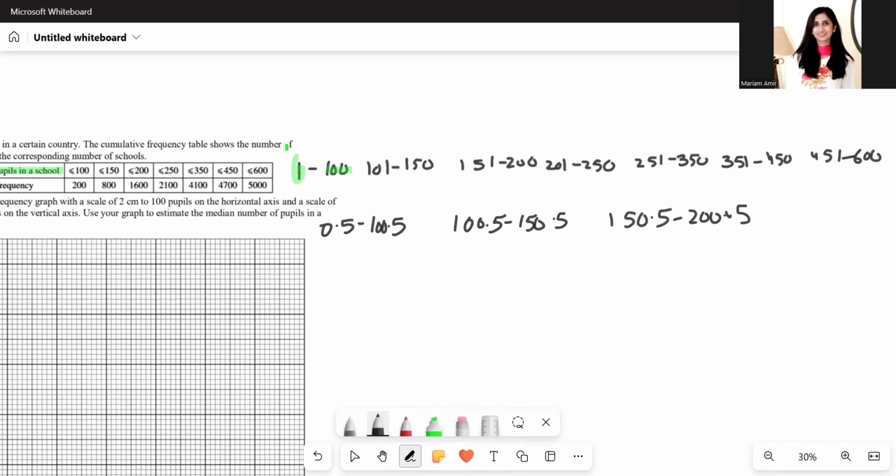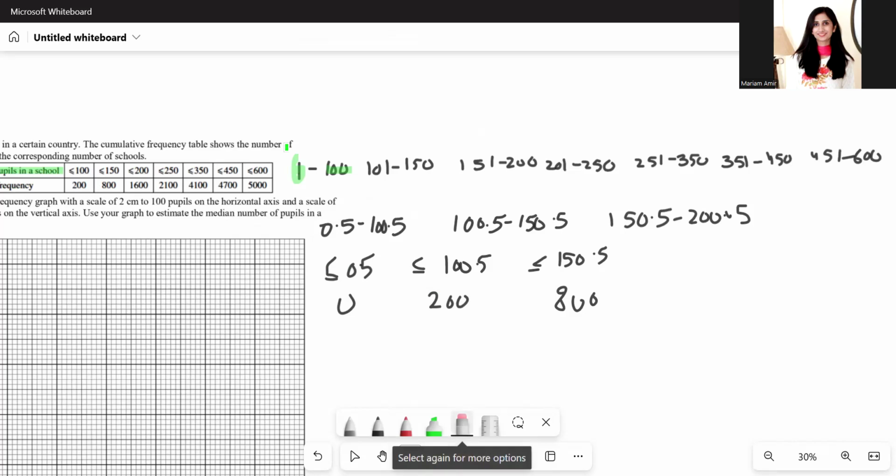Okay, now you can make a new cumulative frequency table where we will start with less than and equals to 0.5 would be 0, then less than and equals to 100.5 would be this 200, then less than and equals to 150.5 would be 800. So notice all you need to do is add a 0.5 here. So add a 0.5 here, a 0.5 here, all the way till end. And the first value is going to be 0.5. So you can add 0.5 and a 0 here.